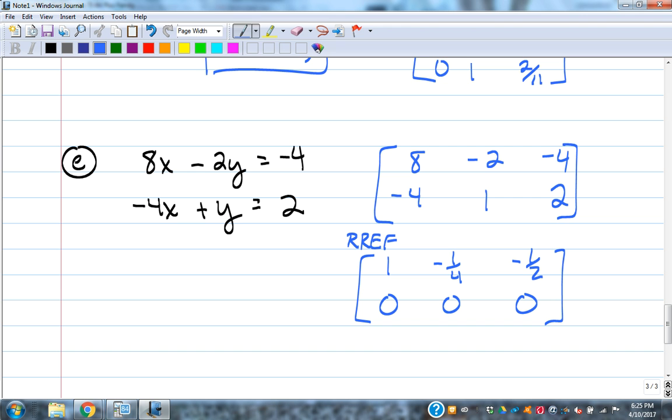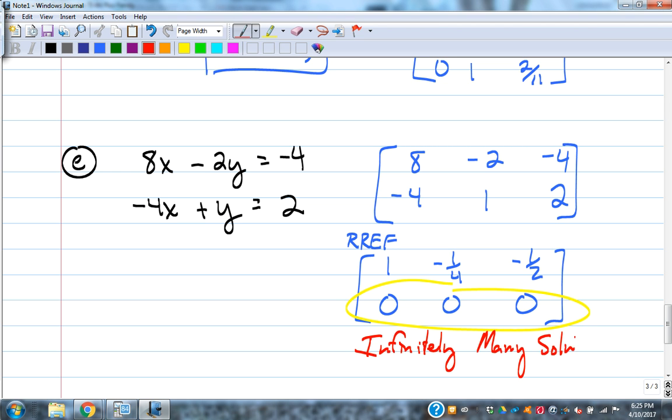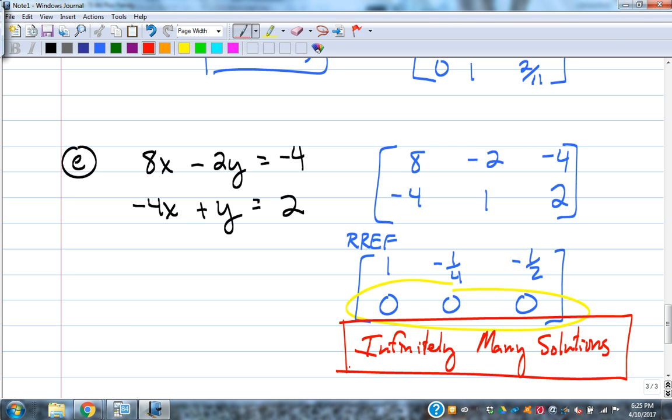So what this tells us, by having all zeros all the way across on the bottom row, is that this thing has infinitely many solutions. Infinitely many solutions. That's what all zeros in the bottom row tells us. That's what we need to know. Doesn't really matter what's up there in the first row. That would be the answer. That's where we're going to stop.